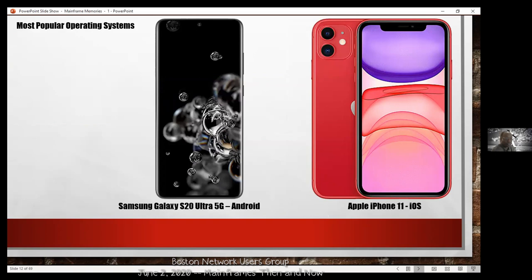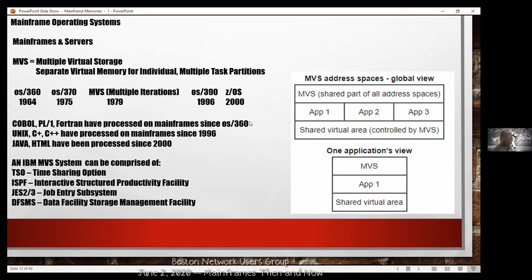For mainframe operating systems, the brains of the mainframe and later on servers, one that has endured for the longest and is still pretty much in use in one way, shape, or form, was MVS, multiple virtual storage. Separate virtual memories for individual multiple task partitions.